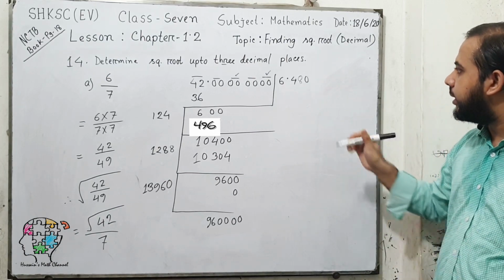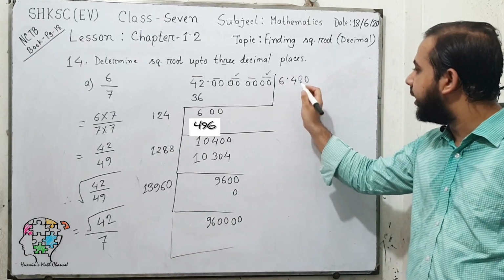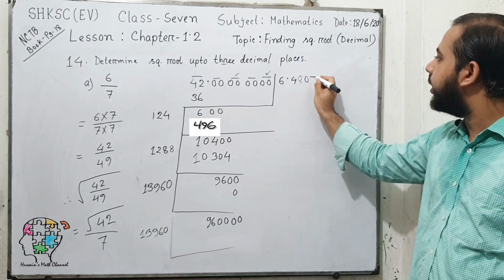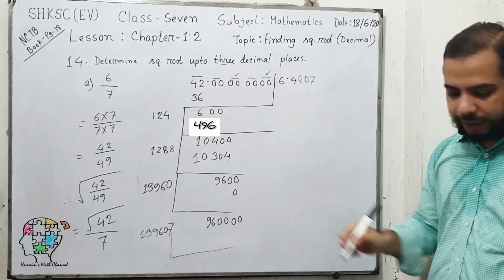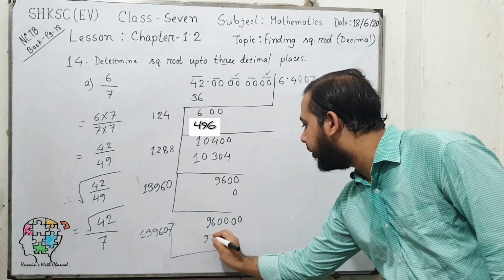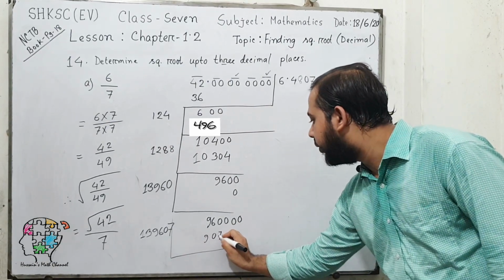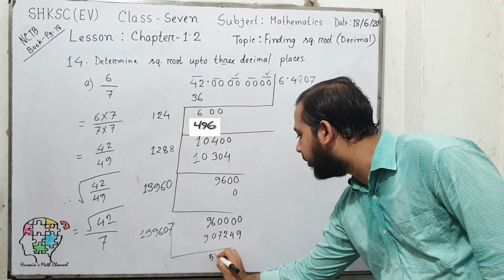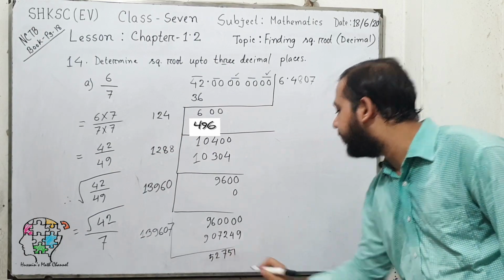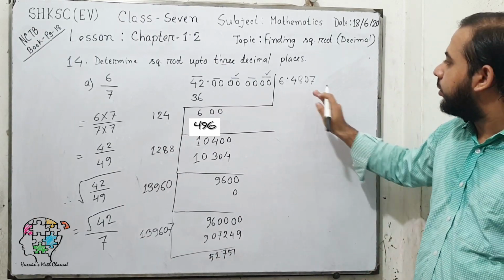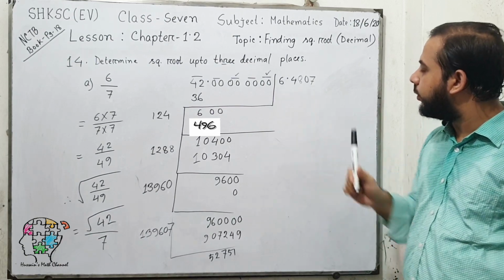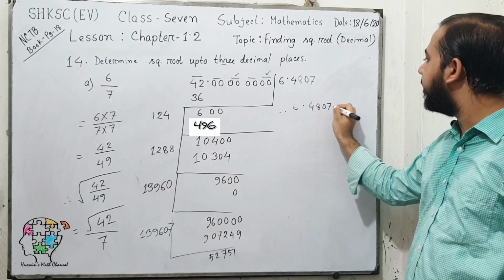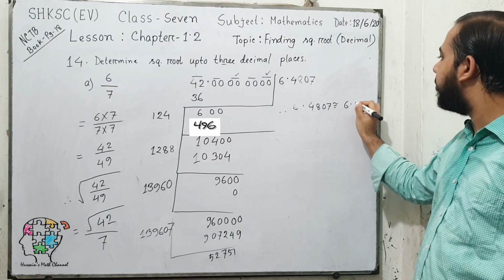Now for finding another digit, we just make it double. If we make it double, it will be 13,960. Now if we put here 7 and here also 7, so after multiplying these 2 digits, we will get 99,07,249. So after subtracting, we will get 751 here. Now you can say that there are 4 digits, so approximately we can write 6.4807 is equal to approximately 6.481.